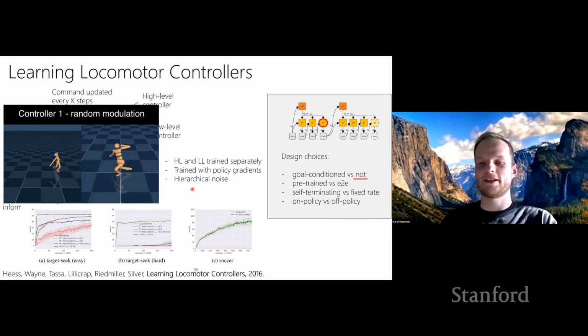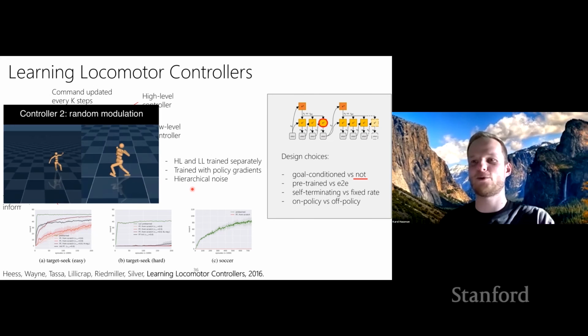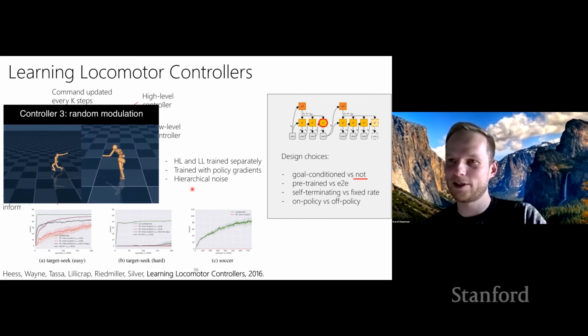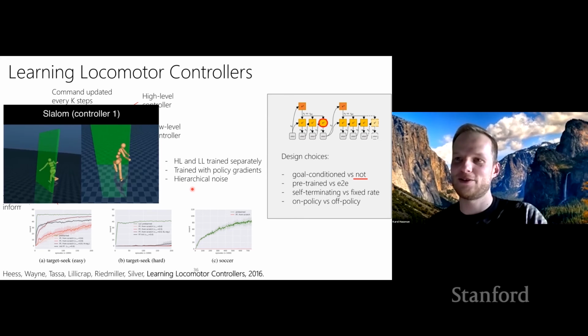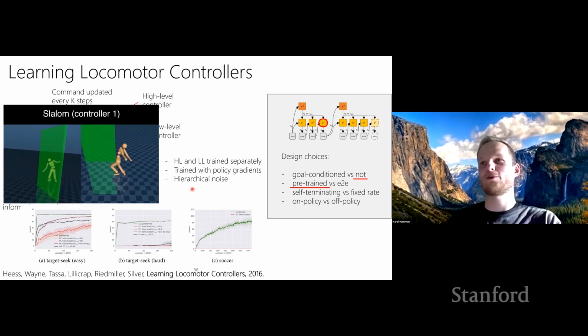All right, is the low-level policy pre-trained, or are they both learned end-to-end? Again, write 1 or 2. So 1 is pre-trained, 2 is E2E. Mostly ones. Yes, they're trained separately. So yeah, the low-level policy is pre-trained.